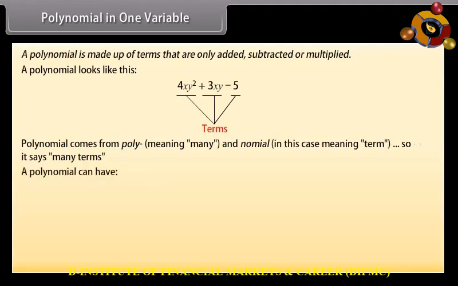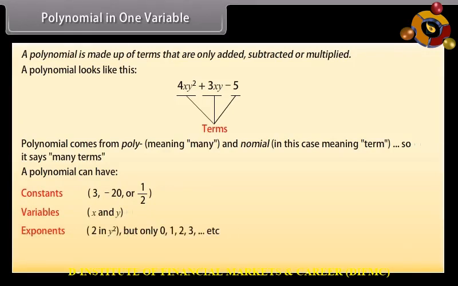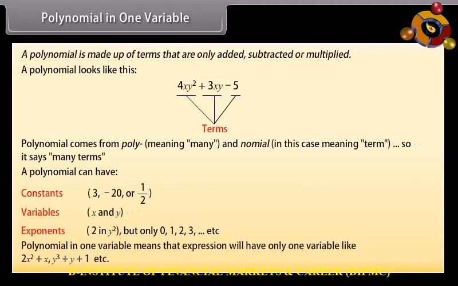A polynomial can have constants like 3, -20, or 1/2, variables like x and y, and exponents like the 2 in y square, but only 0, 1, 2, 3, and so on. Polynomial in one variable means that expression will have only one variable like 2x square plus xy cube plus y plus 1, etc.